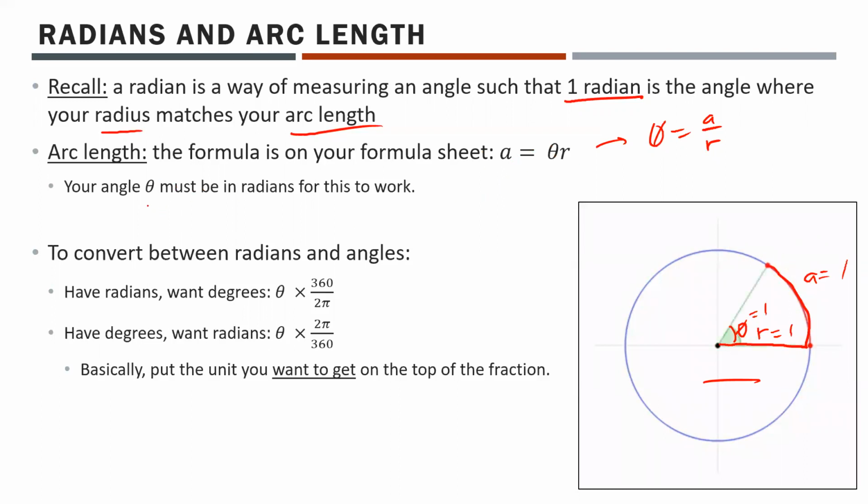Now just keep in mind, if you're gonna use this formula, your angle theta must be in radians for this to work. And on that point, if you want to talk about converting between radians and degrees, if you have radians and you want degrees, take your angle and times by 360 over 2 pi. If you have degrees and you want radians, take your angle and times by 2 pi over 360. Basically, you put the unit that you want to get on the top of the fraction. So if you want degrees, put 360 degrees on the top of it, and on the bottom of the fraction, put the equivalent in radians to get rid of it. And of course, 360 degrees is 2 pi radians. And the same with vice versa. If you have degrees and you want radians, you can go the other way as well.